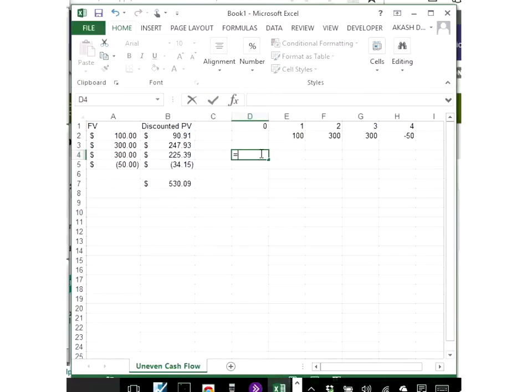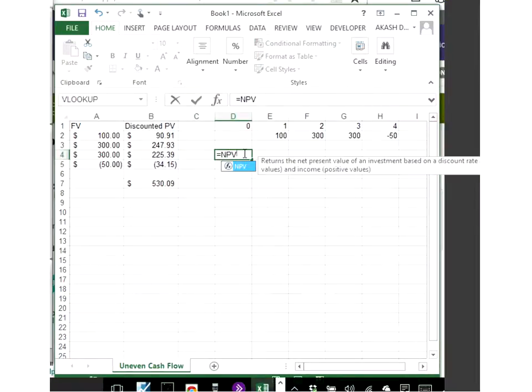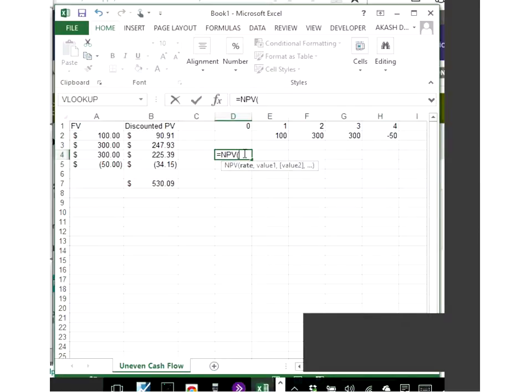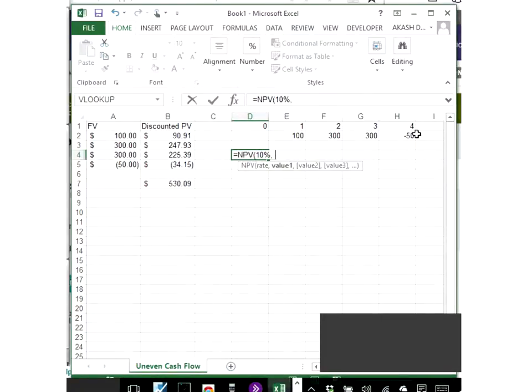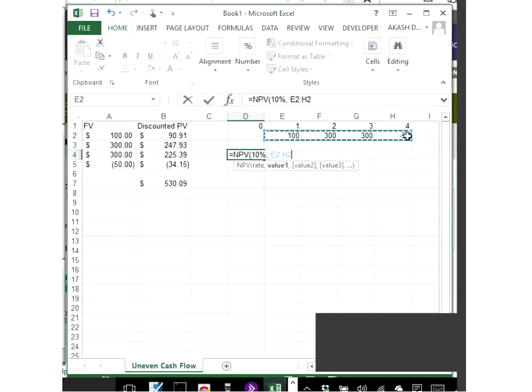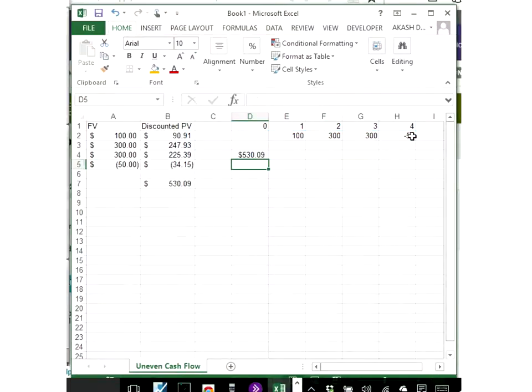So all you do is do the function call by starting to type out with an equal sign and then NPV, which is net present value. And you can see that it's already showing, returns the net present value of an investment based on a discount rate. Open bracket, rate we know is 10%, and then comma, enter all these values. Okay, and then bracket closed, enter. So again, it's 530.09. So that is a relatively simple way of calculating net present value.